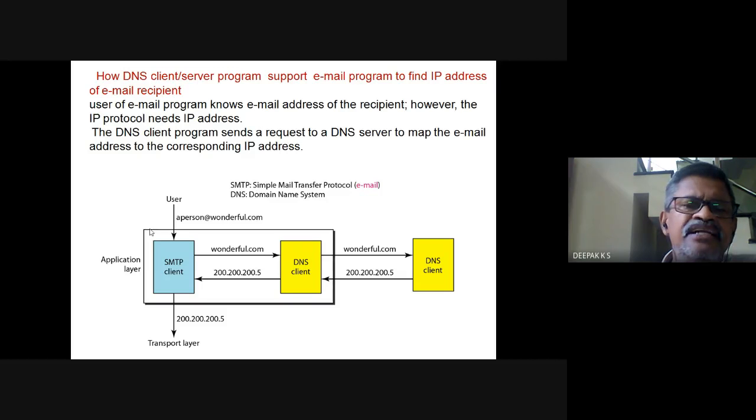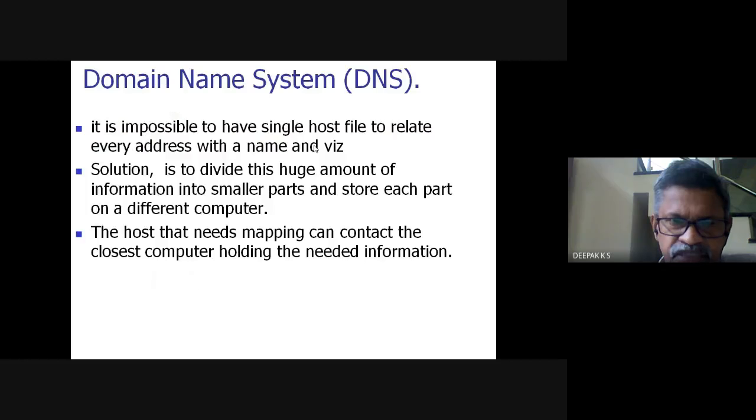So there is a DNS. This is our user. He knows this name, but not the IP address. Now it would send it to an SMTP client, and for this wonderful.com portion, this DNS client would send to a DNS server here. This is a client, but this is a server. So it's a client server type, and this would return the IP address. So the DNS client program sends a request to the DNS server to map the email address to the corresponding IP address. That's the function. So how do you have this mapping?